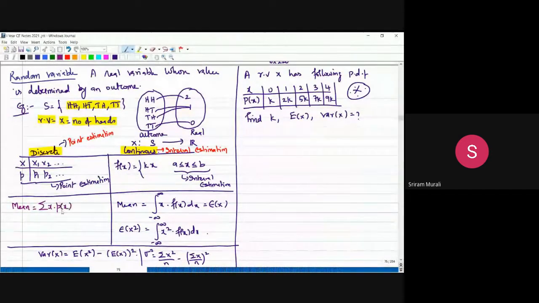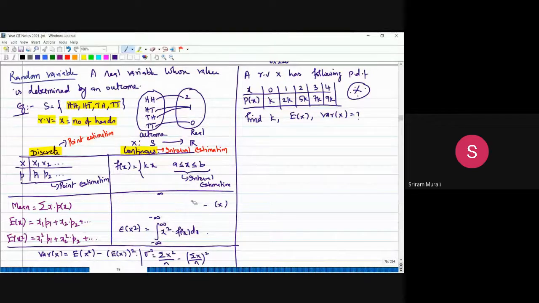Actually, how it has come, this E of x, we call it as mean. Expectation of x is called as mean. Average x bar, x1 p1, x2 p2, etc., xn pn. And E of x square, we write it as x1 square p1, x2 square p2, then xn square pn. If it is for a continuous variable, it will be like this.